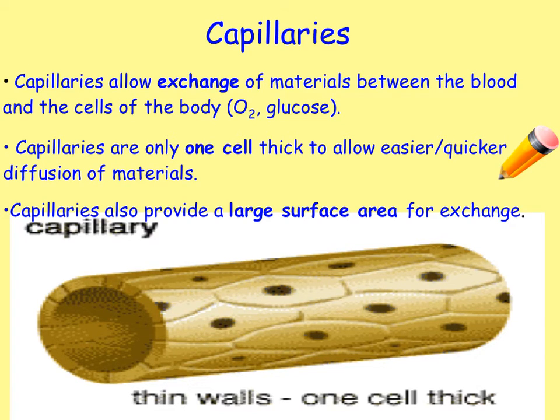Capillaries are a network that are formed throughout the whole of your body, and they allow exchange of materials between the blood and the cells of the body. So for example, if we imagine this is our capillary here, they're very, very thin. They're only 1 cell thick in some cases.